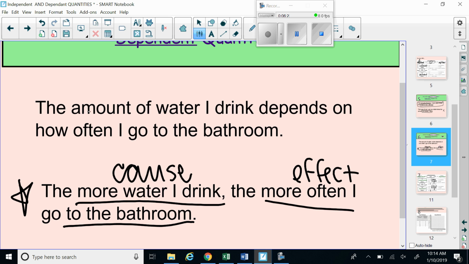This one's saying that because I go to the bathroom, the effect is that I drink water. This is the cause, and that's backwards.